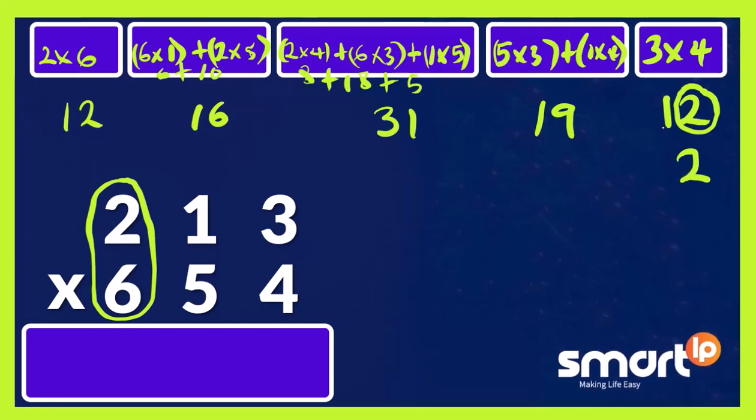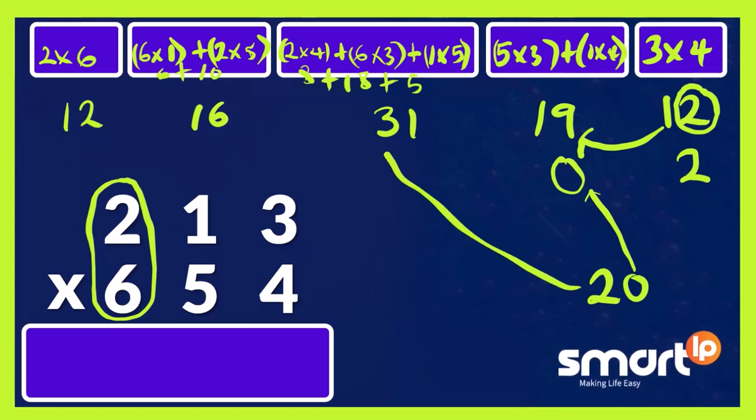Then transfer this 1 to the next stage. You're going to add that 1 to 19. So that is 19 plus 1, which is going to give 20. Because we obtained 20, which is also 2 digits, we are going to write down the 0 here, and transfer this 2.